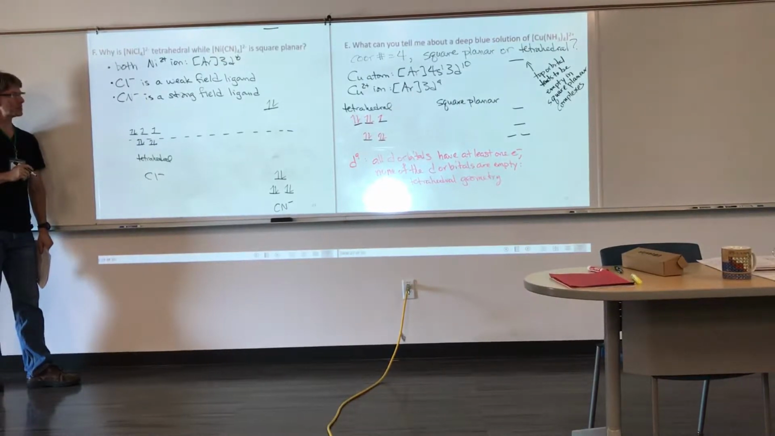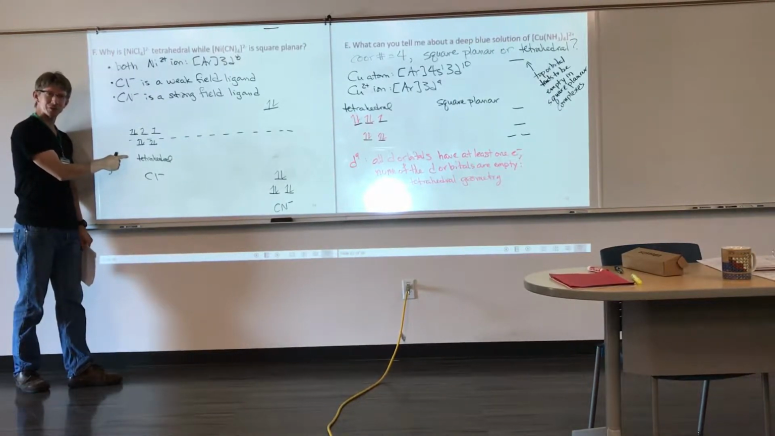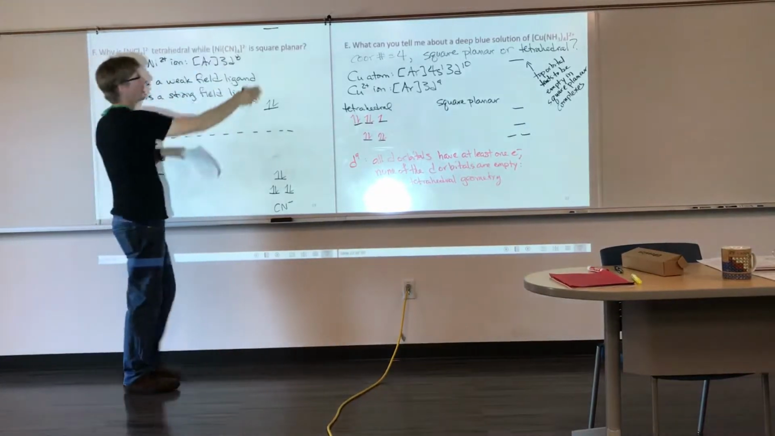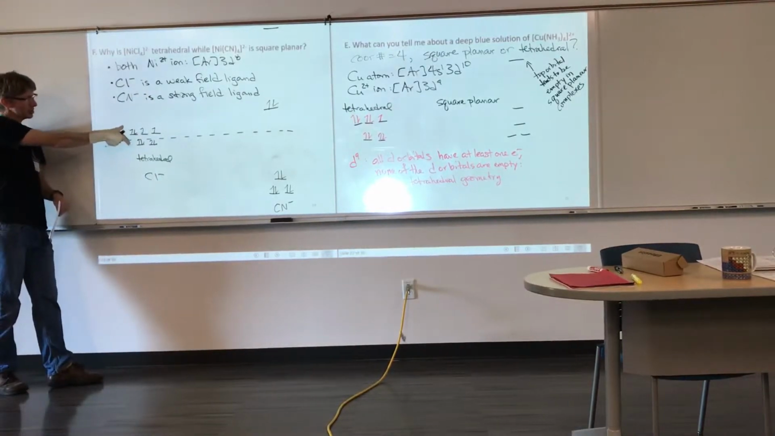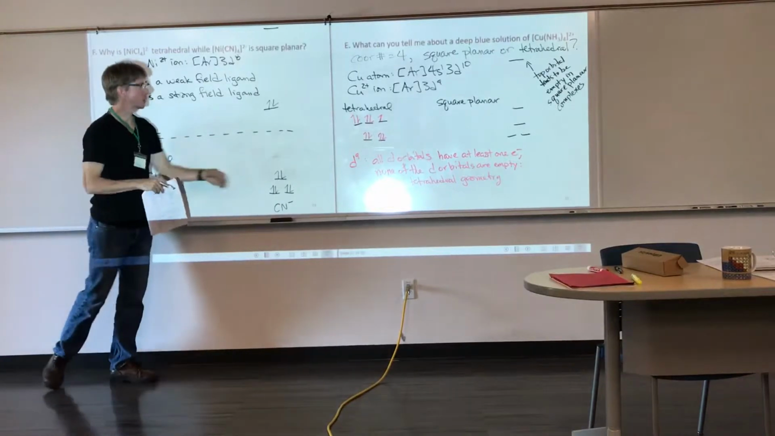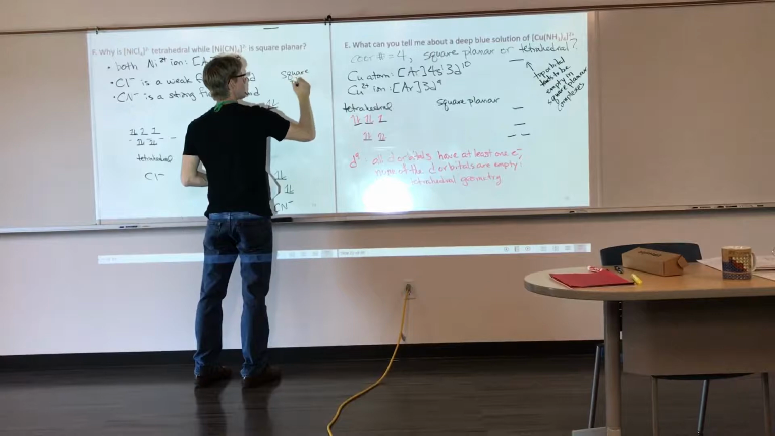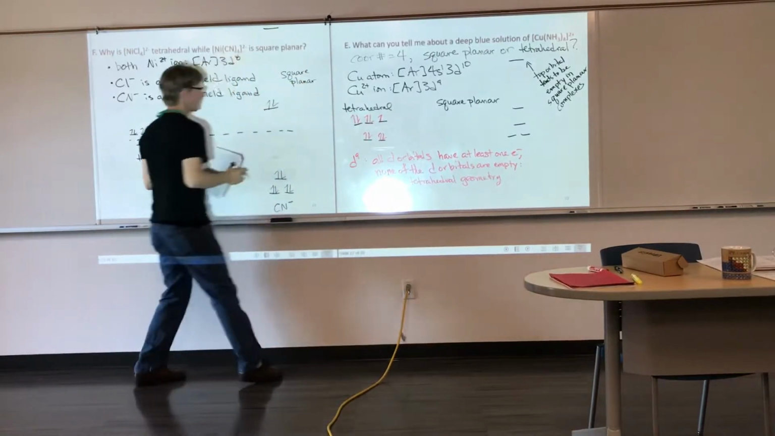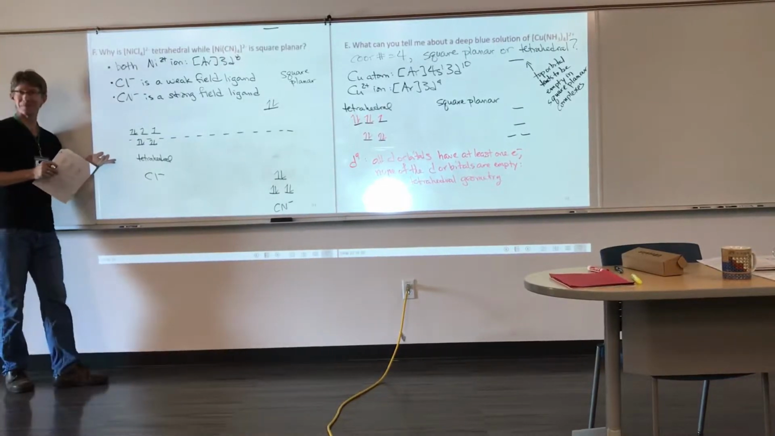And so, weak field ligands tend to favor tetrahedral, even for d8s. The larger the splitting, the harder it is to get up here. And the larger the splitting, the more it will favor these square planar complexes. Questions about that?